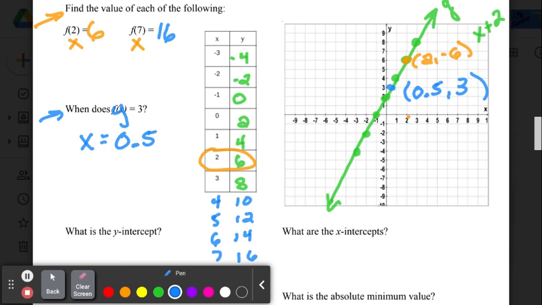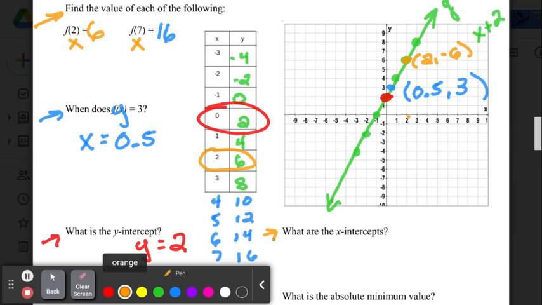Looking down, what is the y-intercept? That's where it crosses the y-axis. You can find it on your graph or right there. Y equals 2. Now let's move on to this one. What are the x-intercepts, otherwise known as zeros? So here we go. Right there, it crosses the x-axis. So x equals -1.